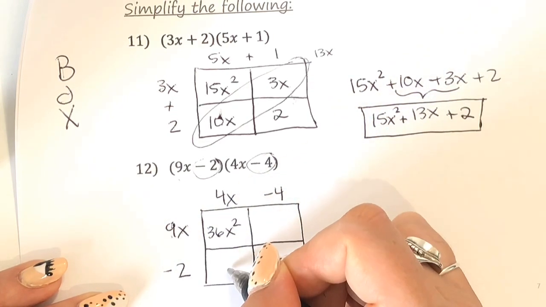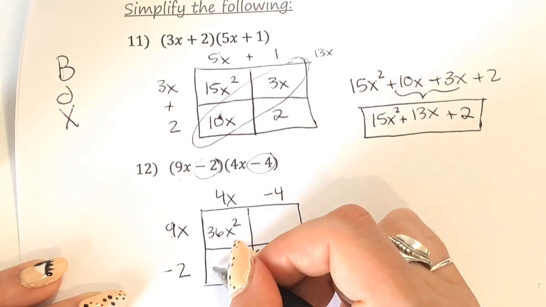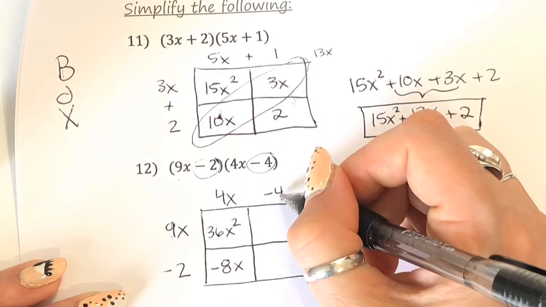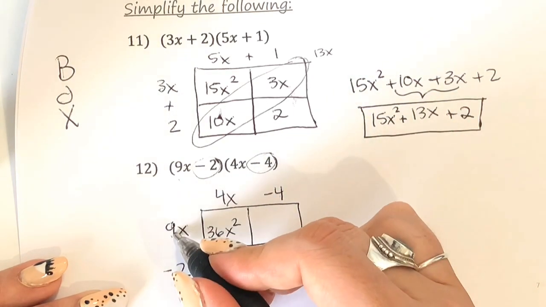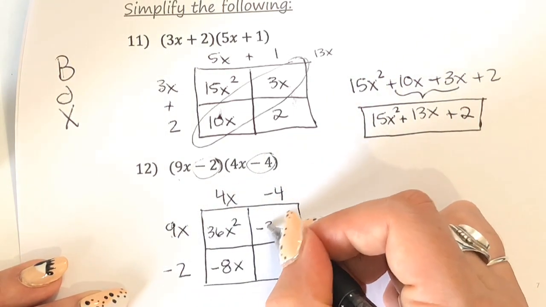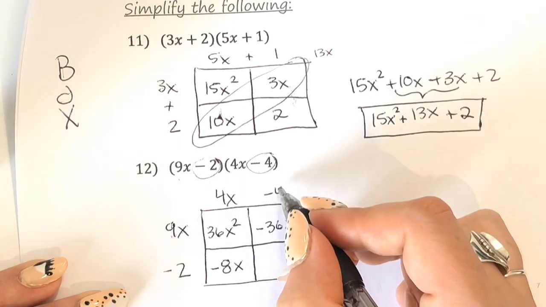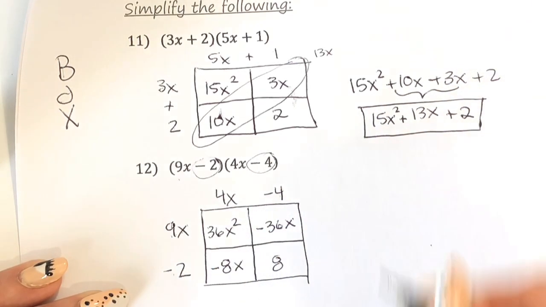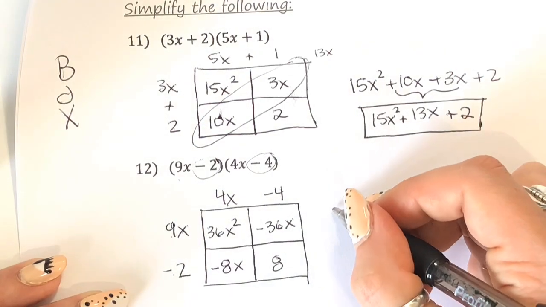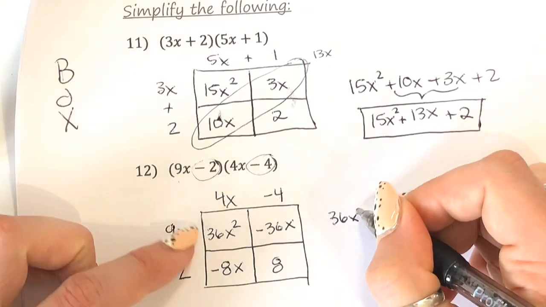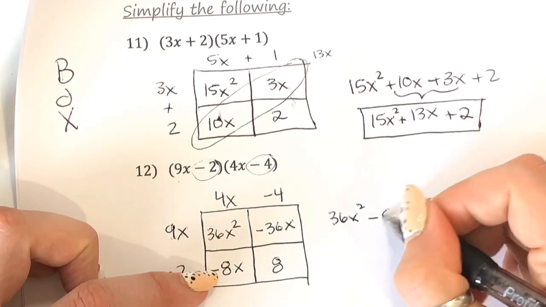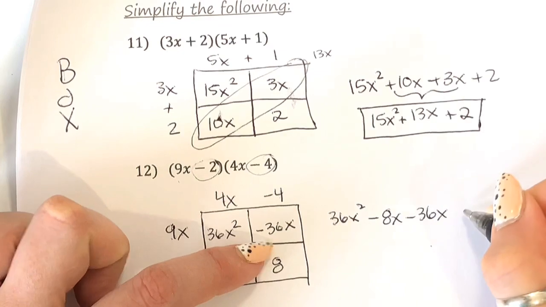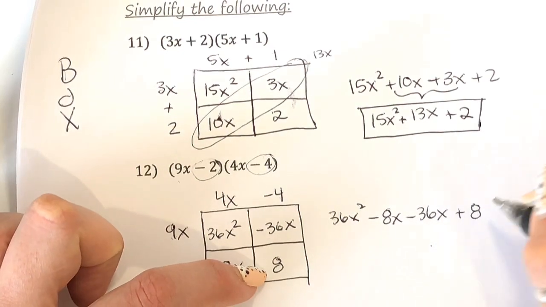Come down to this row, 4x times negative 2 is going to be a negative 8x. Move to this column, negative 4 times 9x will be a negative 36x. And then negative 4 times negative 2 will turn to a positive 8. So let's write all the terms out. We have a 36x squared, a minus 8x, a minus 36x, and then a positive 8.